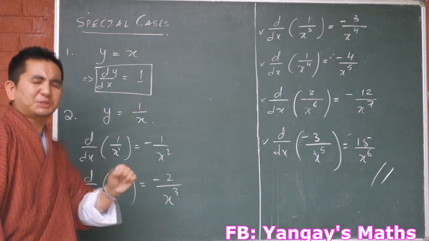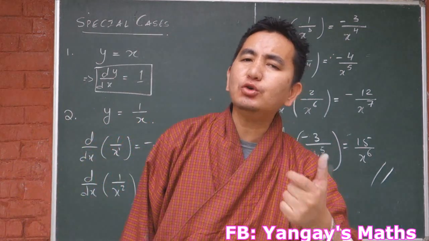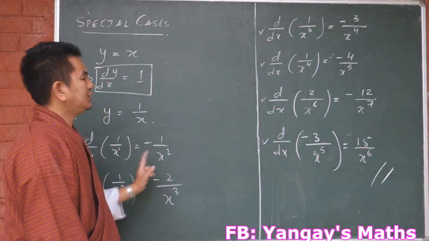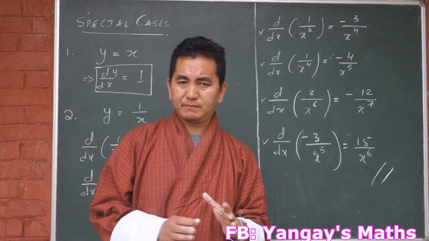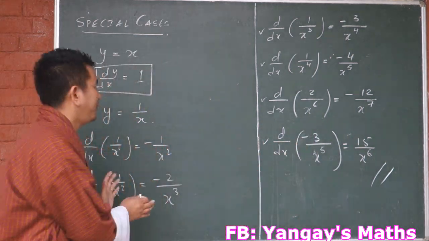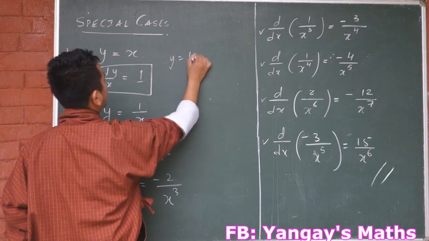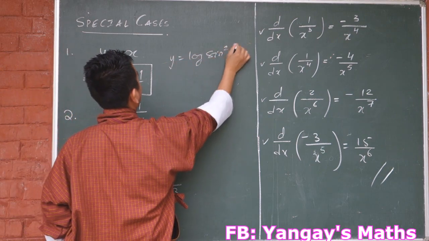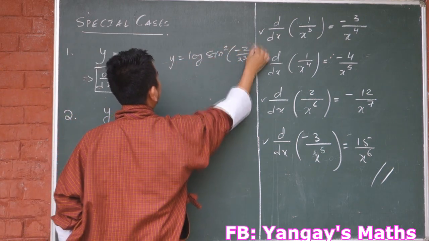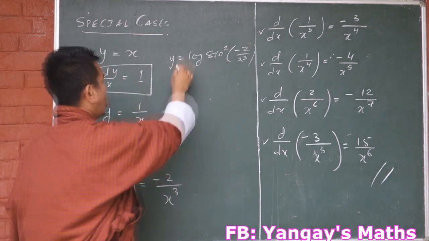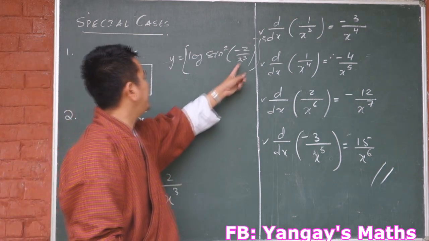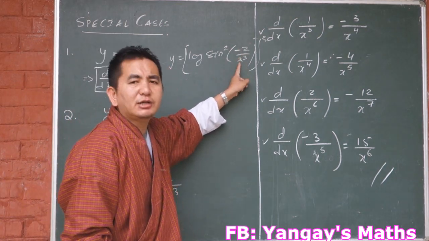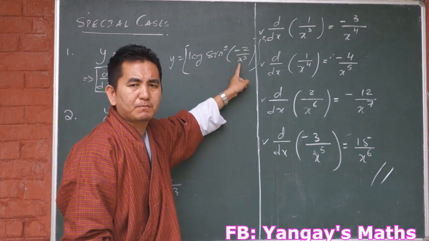Because see, special cases are very important. Last year you must have learned by bringing this one up and then using all this method. It is a long process. Because when you encounter a function in between, suppose y is equal to log of sine square of negative 2 by x cube, or whole cube, then it will be very difficult by bringing this one up. You can use the special cases directly.